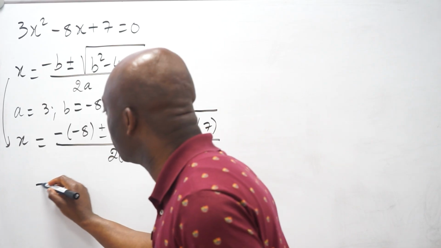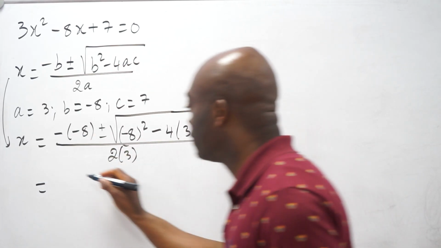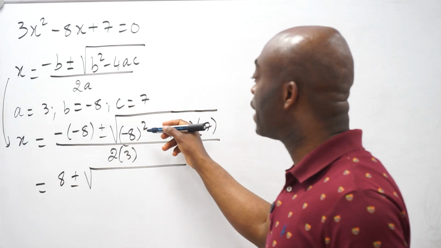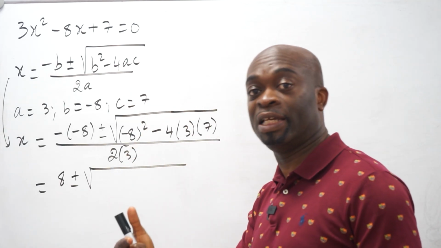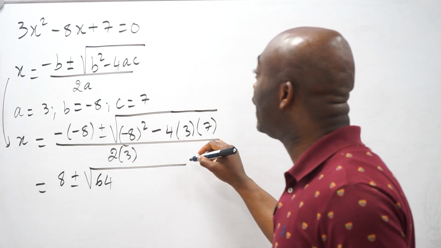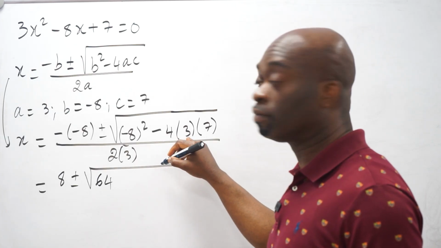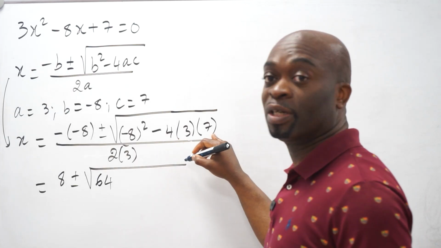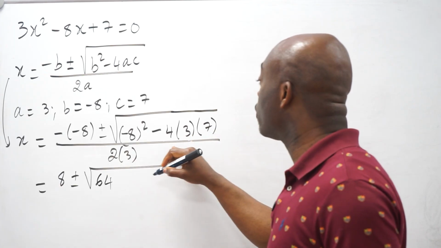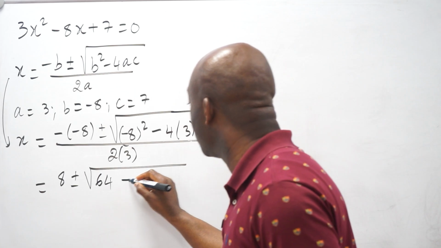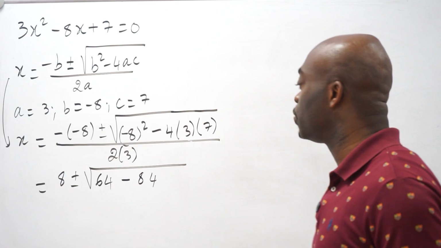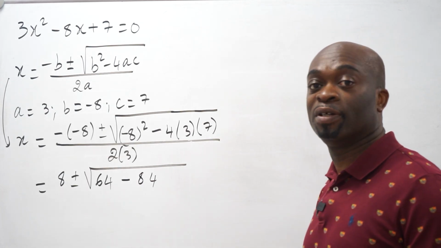We're going to work under the radical. Negative and negative we know is what? Positive. So it's positive 8 plus or minus the square root of what? What is negative 8 to the second power? That means you multiply negative 8 by negative 8, which is positive 64, right? Then here we have negative 4 times 3, which is 12, and 12 times 7. Or if you want to do it easier, you say 3 times 7 is 21, and 4 times 21 is going to give you what? 4 times 1 is 4, and 4 times 2 is 8. So you have negative 84.